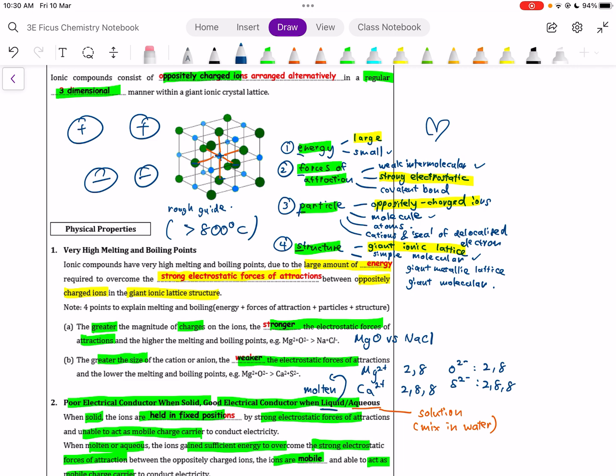I put a heart shape, a star. Okay, you can be very sure I'll test you on this in your mid-year exams. Comparing the melting points of different types of bonding, and then looking at whether you are sure what kind of forces of attraction, what kind of particles, what kind of structure. You can be very, very sure.